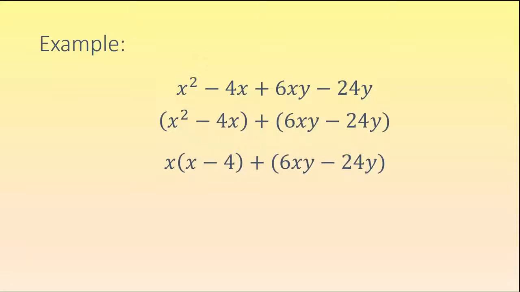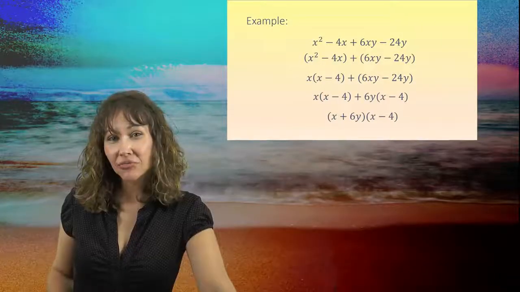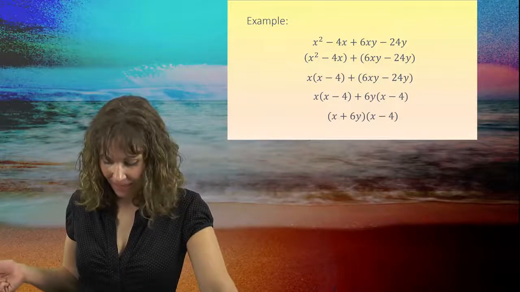Now we want to pull out the common factor from the second pair, which is going to be 6y. And what's going to be left over when we do that? It's x minus 4 again, the same exact thing. And that's the part that I think is magic. And as long as the expression is factorable, that's going to happen every time.